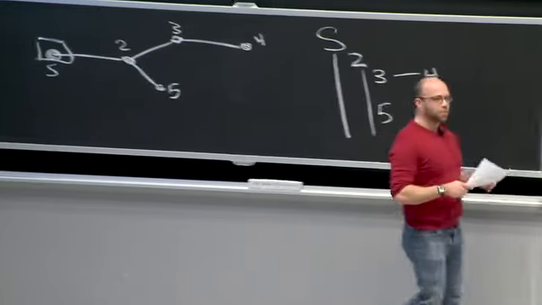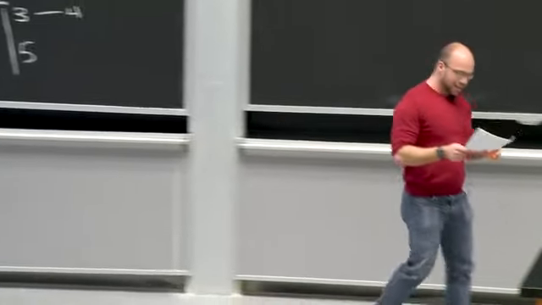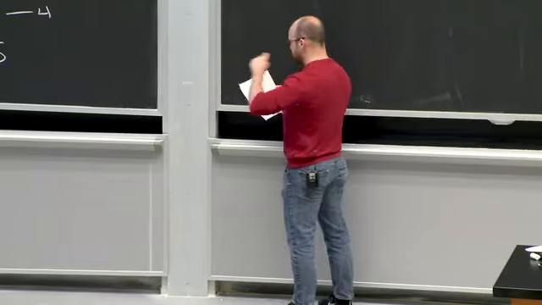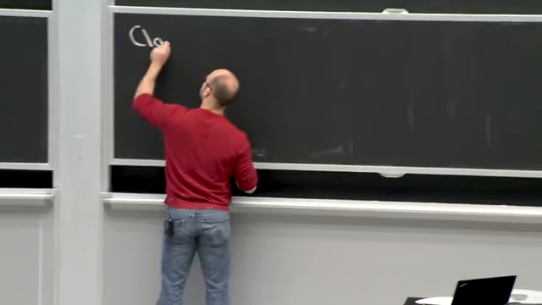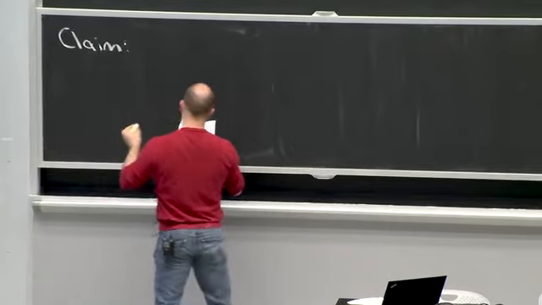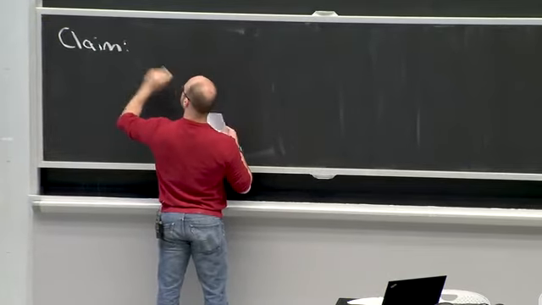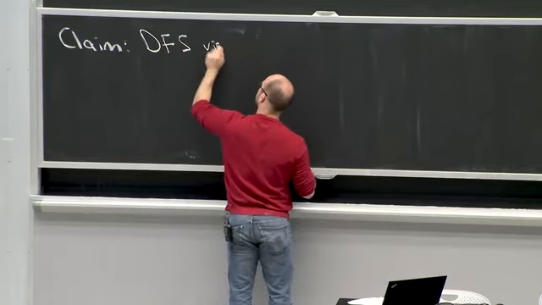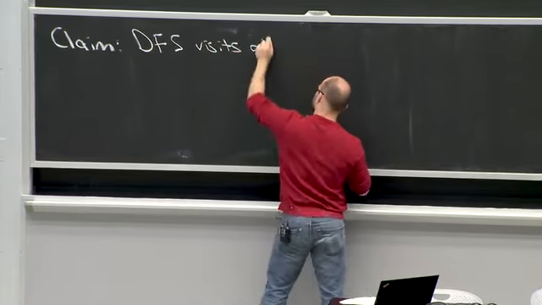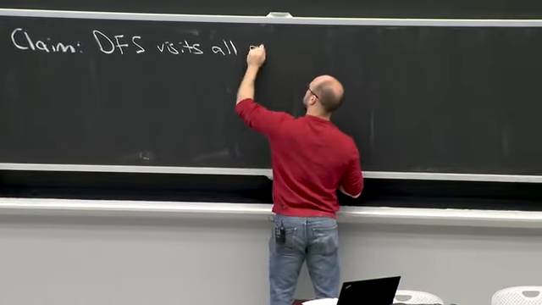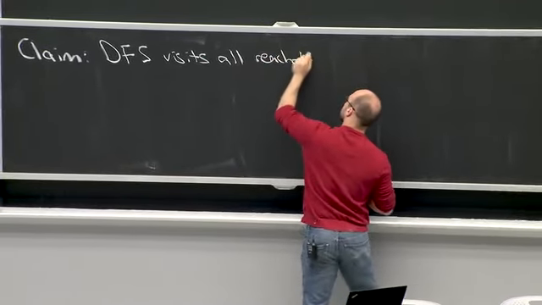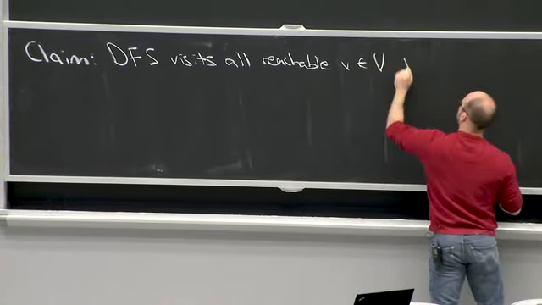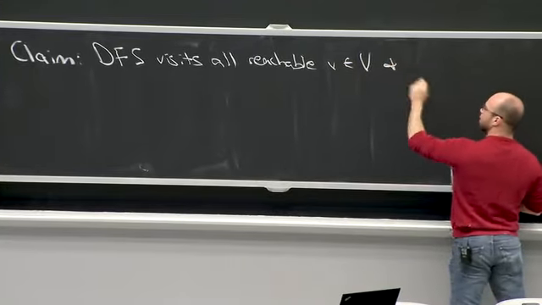Okay, so of course we need to prove that this algorithm does something useful. So let's do that now. So in particular, we need a correctness proof. So our claim is going to be that the depth first search algorithm visits all reachable V, and that it correctly sets the parent in the process.